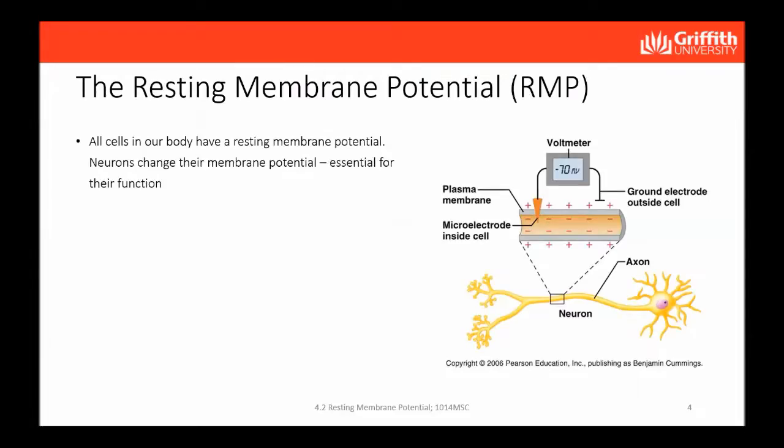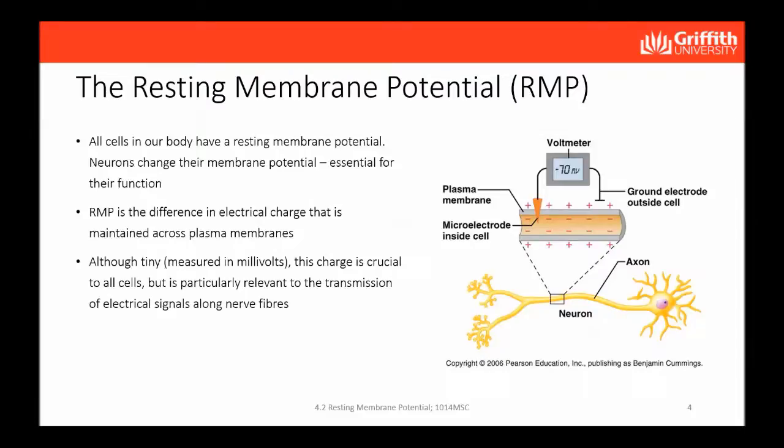Like all cells in the body, neurons have a resting membrane potential too. However, unlike most other cells, neurons can rapidly change their membrane potential. This ability is essential for the function of neurons. The resting membrane potential, or RMP, is the potential difference in the electrical charge that is maintained across the plasma membrane. Although tiny, this charge is crucial to all the cells in the body. In neurons, it is of particular importance for the transmission of electrical signals along nerve fibers.